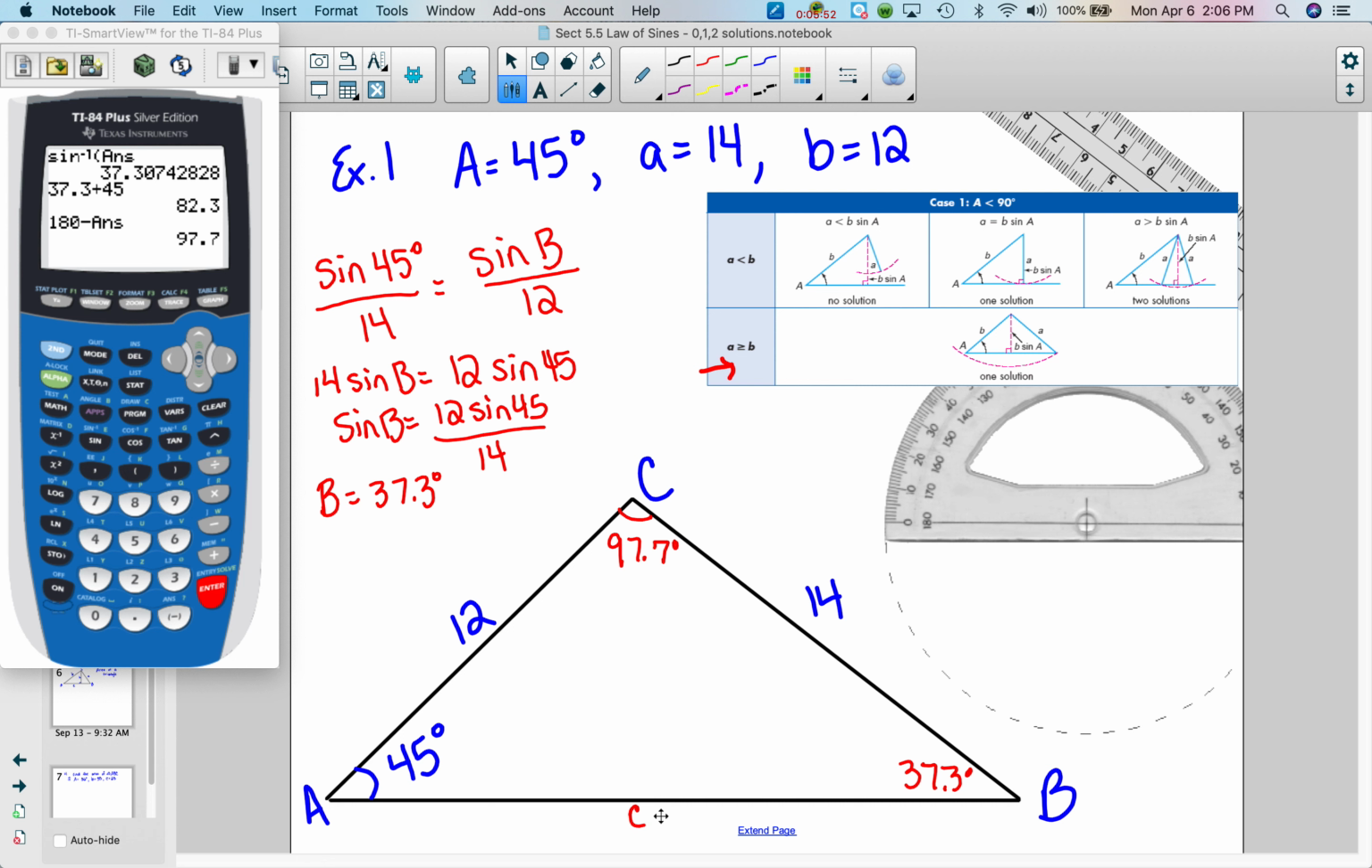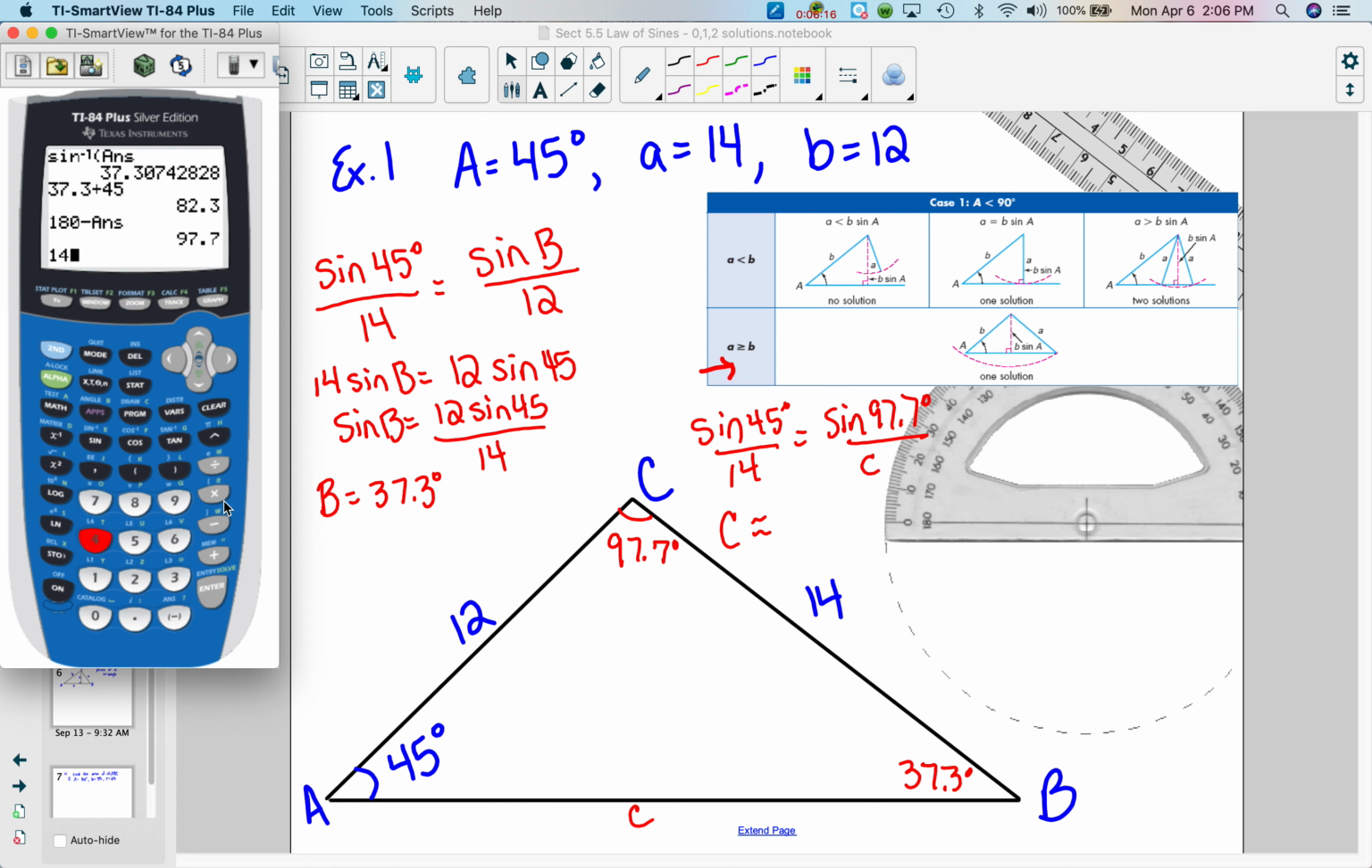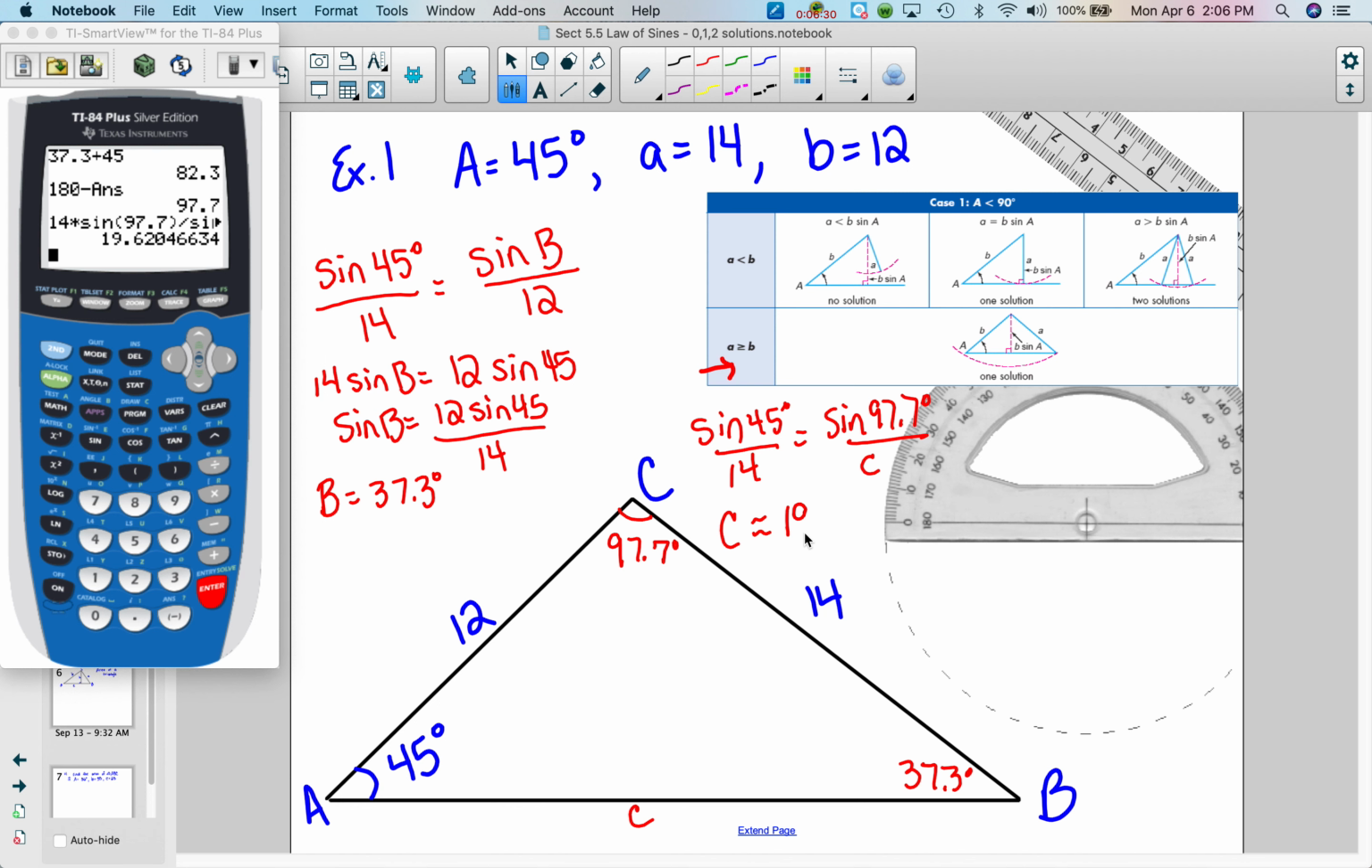And now I need to find side C. So I'm still going to use sine 45 over 14 equals sine 97.7 over C. The reason why I don't use B is because this was rounded, so at least this gives me a little bit more accuracy. So then side C, I'm just going to do 14 times sine 97.7, close parenthesis, divide by sine 45, and I get about 19.6.